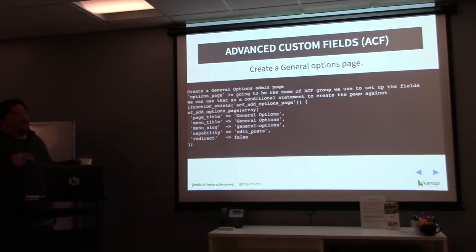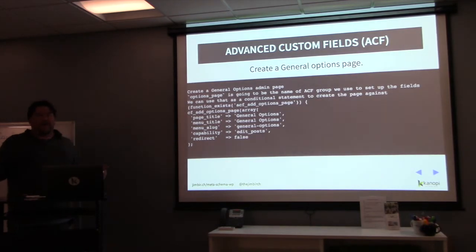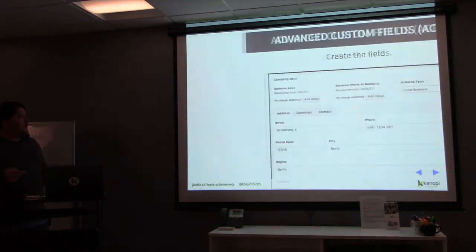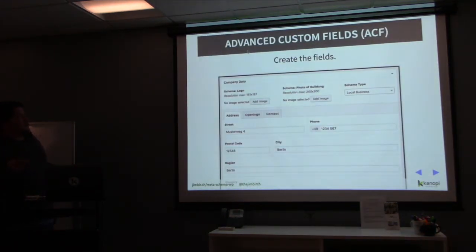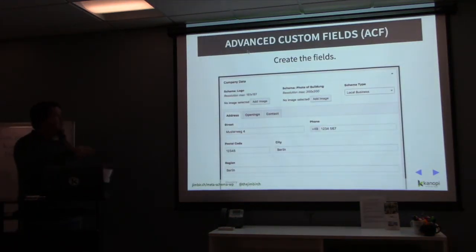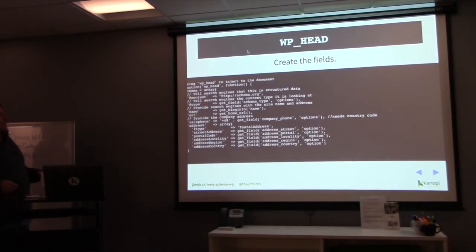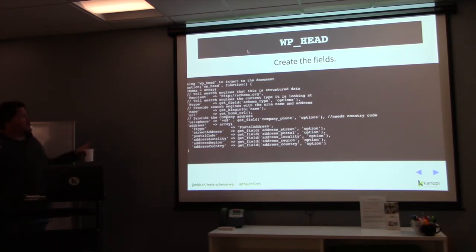So basically, you make an options page for your admin. In this case, it's called General Options. This is what the options look like. You create the fields, and on this options page, let's put a logo in and a photo of the building and a local business, what time they're open, the contact information, the address, all of that stuff. And then we pull those fields out using this snippet of custom code.